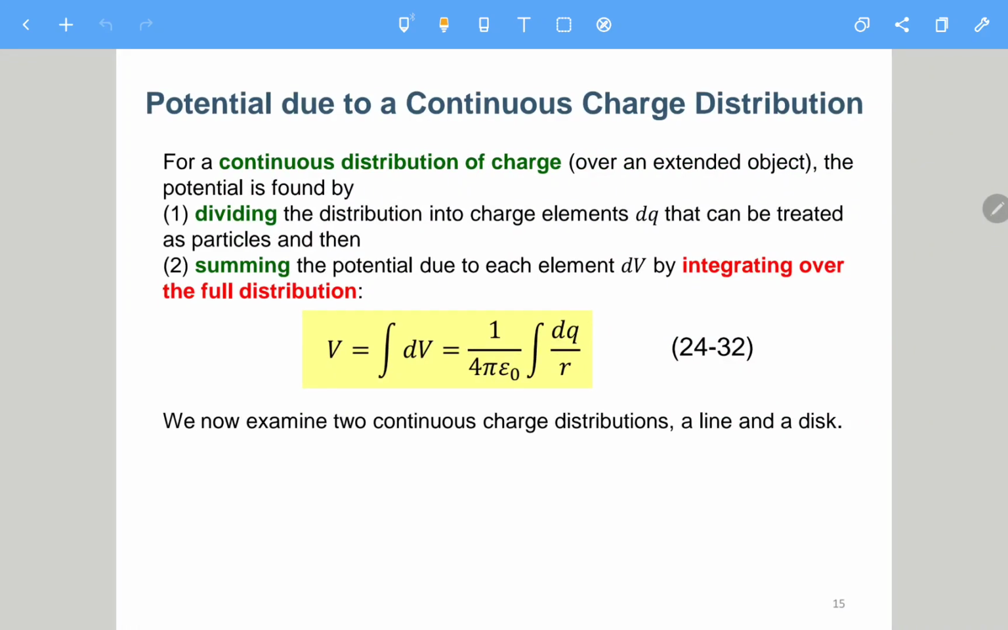Okay, so here we talk about the potential due to a continuous charge distribution. Just similar to before, if we have a continuous charge distribution, we try to cut it into small pieces, and then we have dV for every one, and then we add them together. But this one, we don't need to consider the direction, so we just need to add them together using the integral. So usually it will be easier.